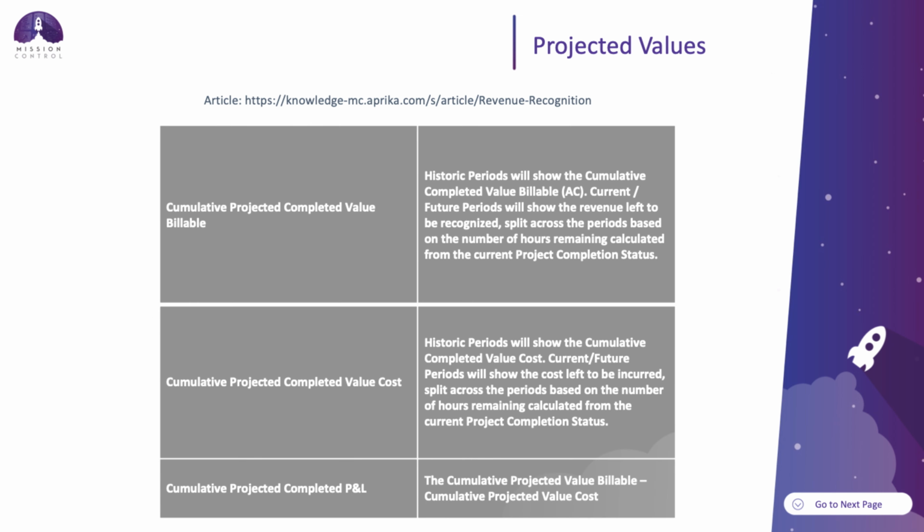There are other projected values that are shown on the revenue recognition page. Most of this information will be for your cumulative completed values, your projected completed value costs, and your profit and loss calculations. Further breakdowns on these values can be found in our knowledge article on the revenue recognition page. The link can be found on this display.